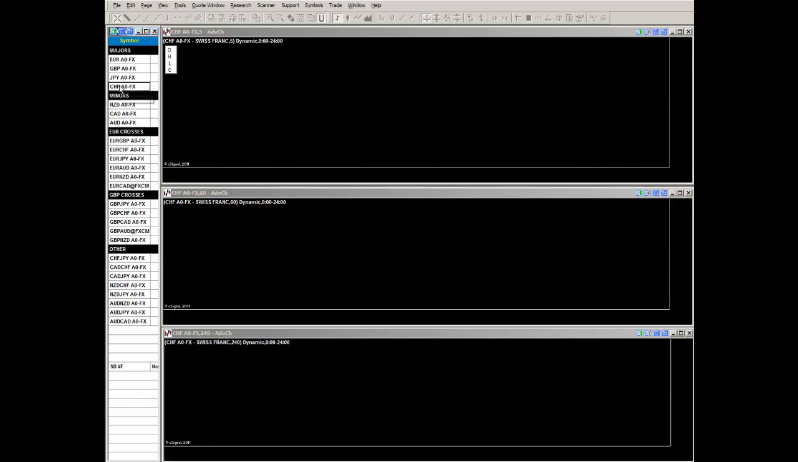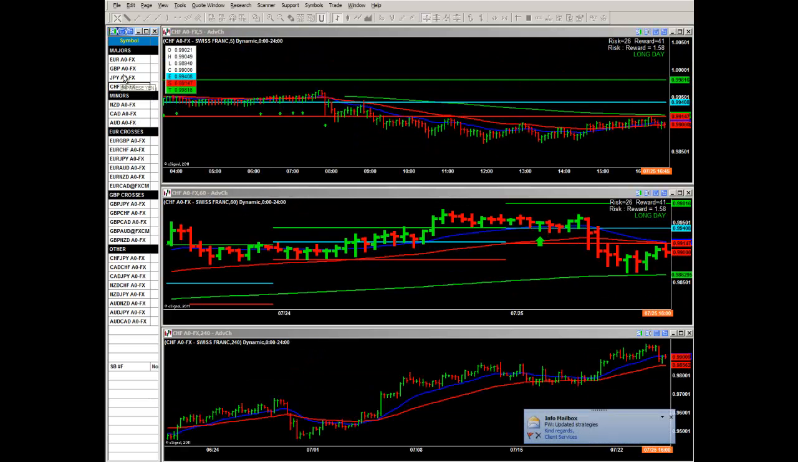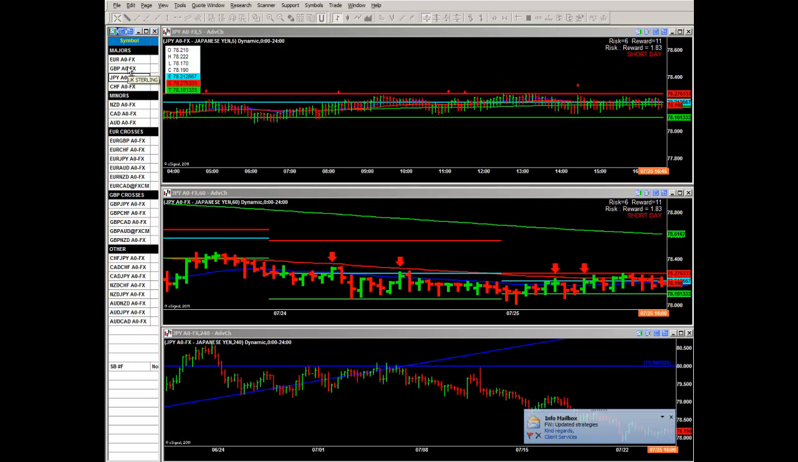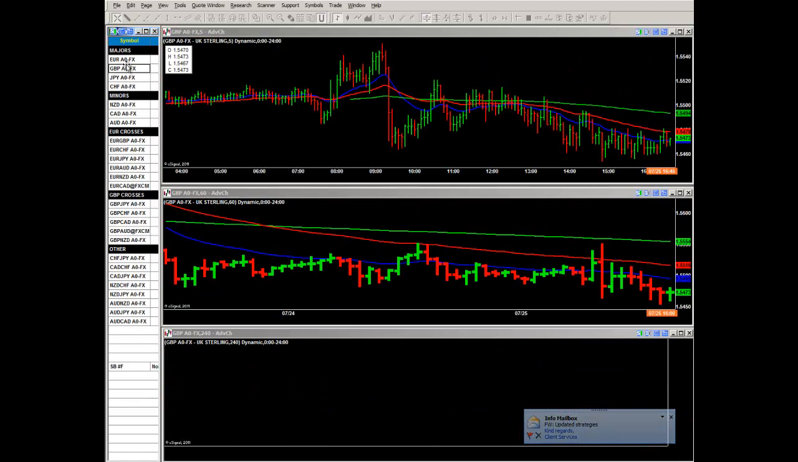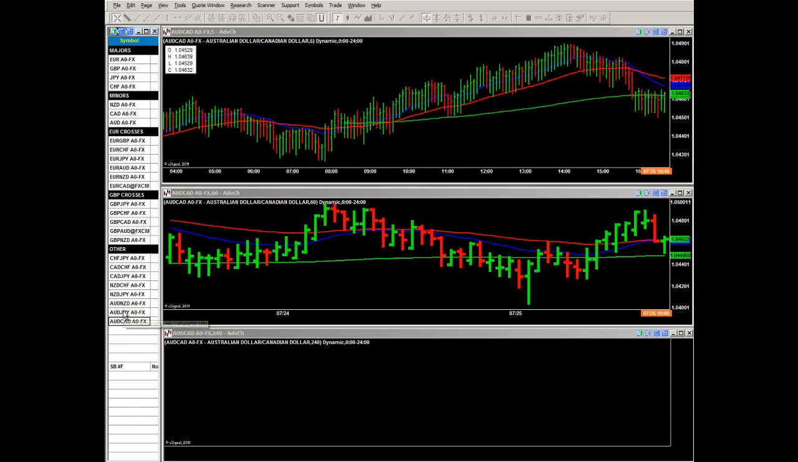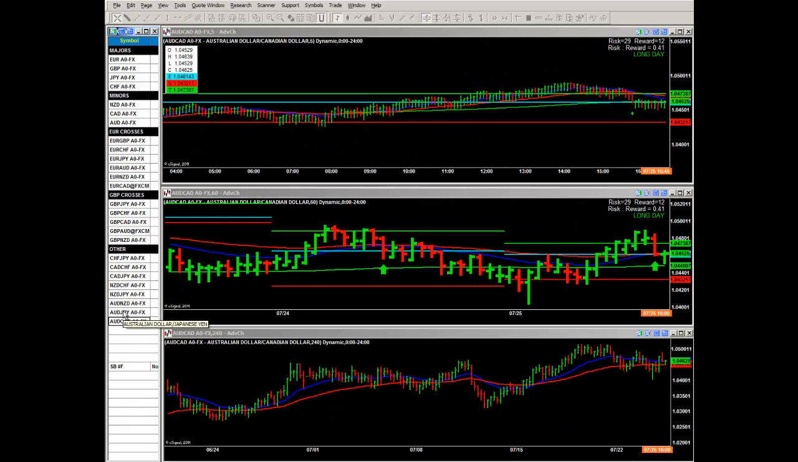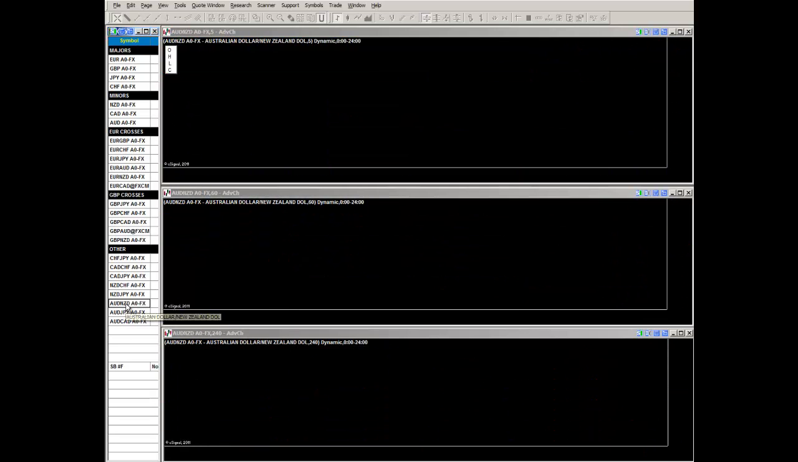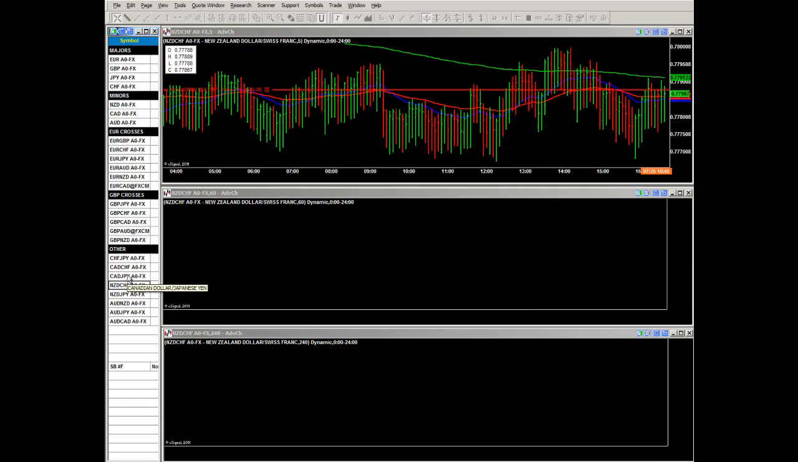Kiwi is all sorted. Swissy is sorted. Yen is... no, all those moving averages are fine. None of them are actually on top of each other. So that does solve that issue. Just to see if there's anything else. Aussie, Kiwi, I can't... alright. Just something to be aware of.